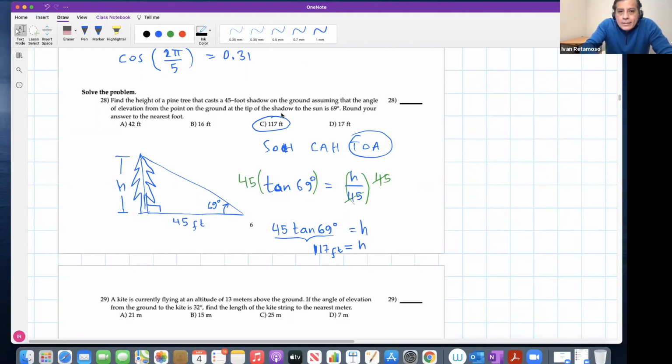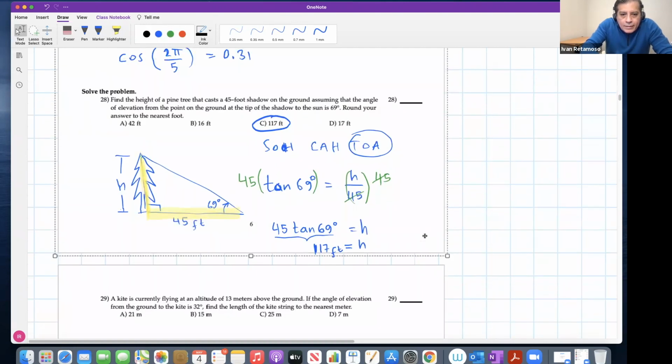I see someone wrote something on the chat. Tangent, yes, Regine, very good. I'm glad that you realize it's tangent, right? Because we know this side and we know this side. That's the only reason we chose tangent, right? We don't have information for the hypotenuse, right? Very good.